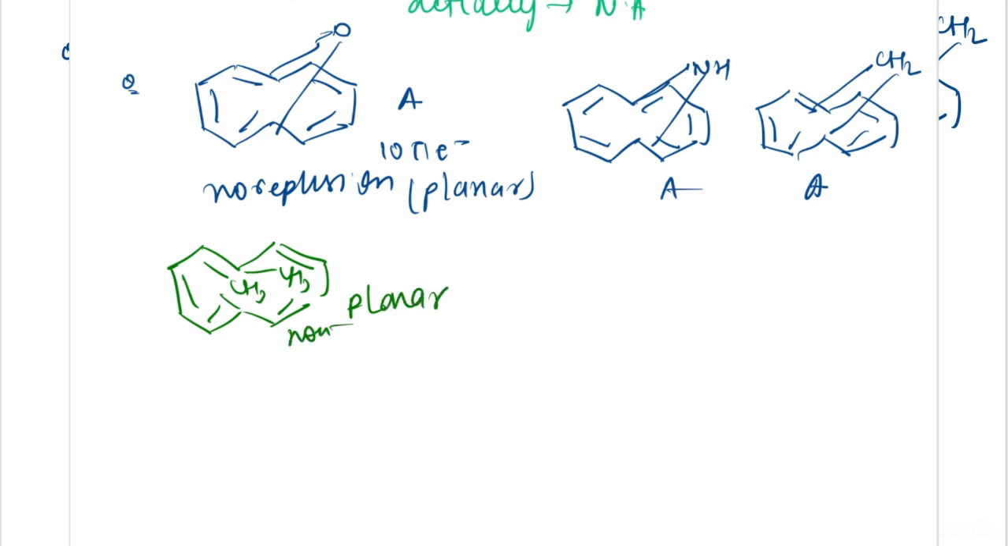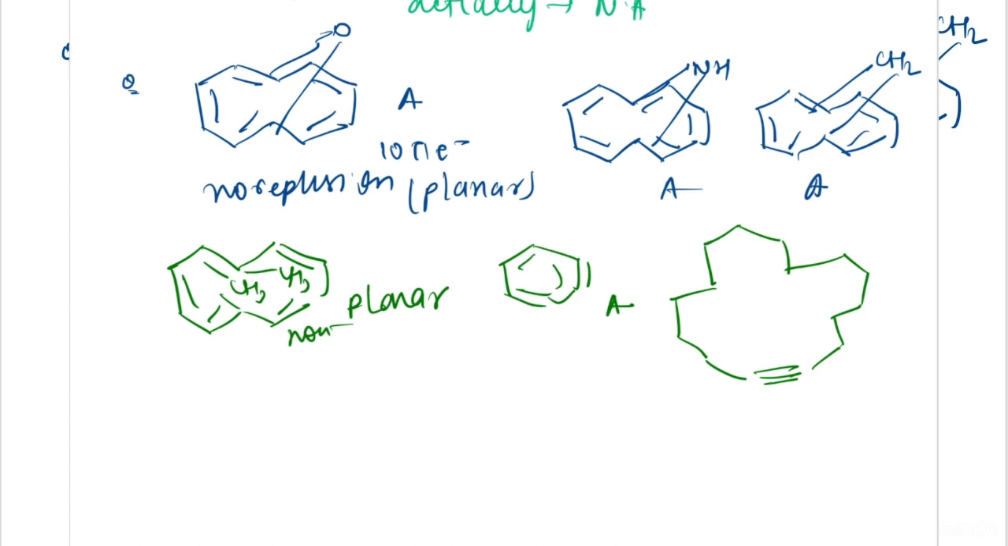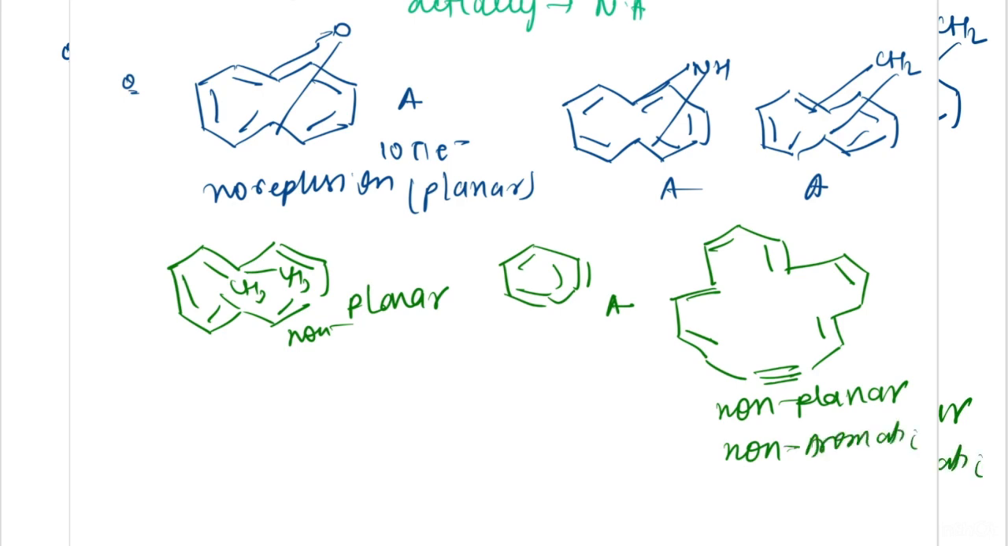Now we have benzene. It is aromatic. Now we have this compound. So it is actually out of plane, non-planar. So it is non-aromatic. Non-planar means non-aromatic. Now we have some reactions that involve aromaticity.